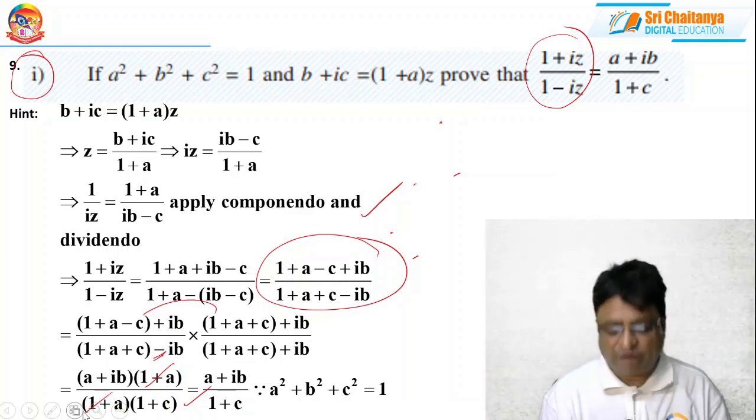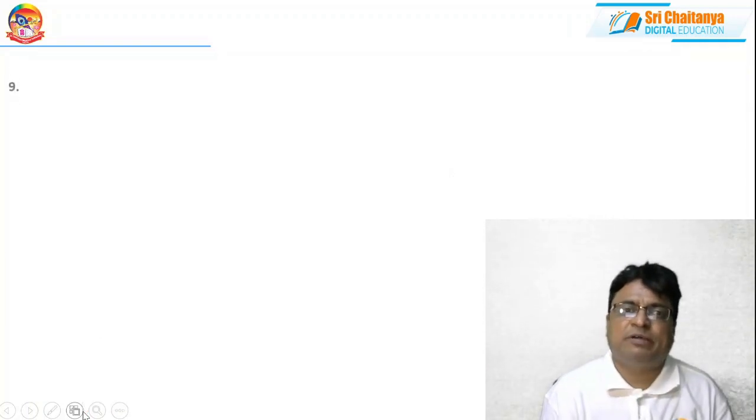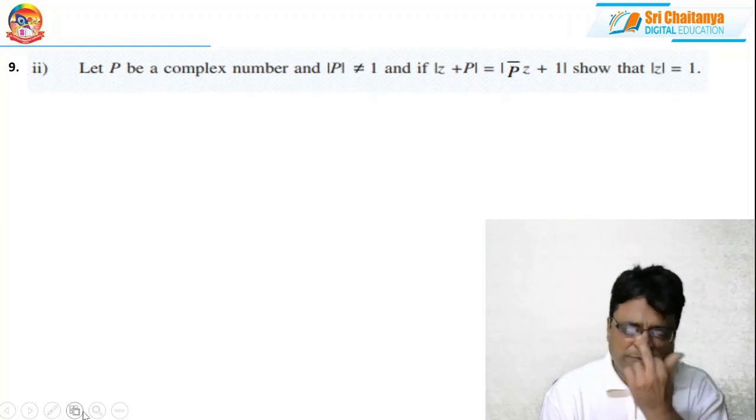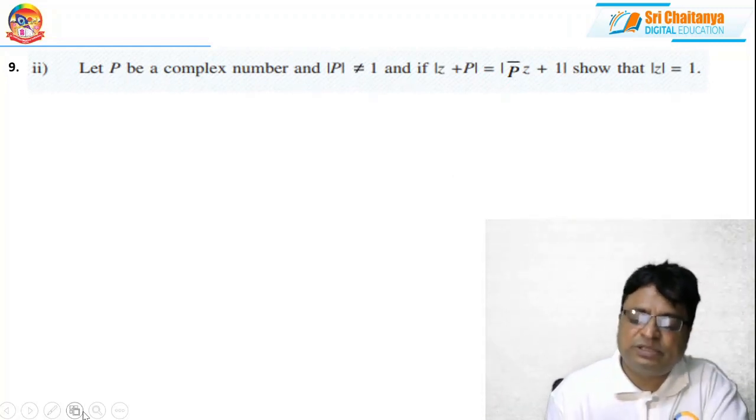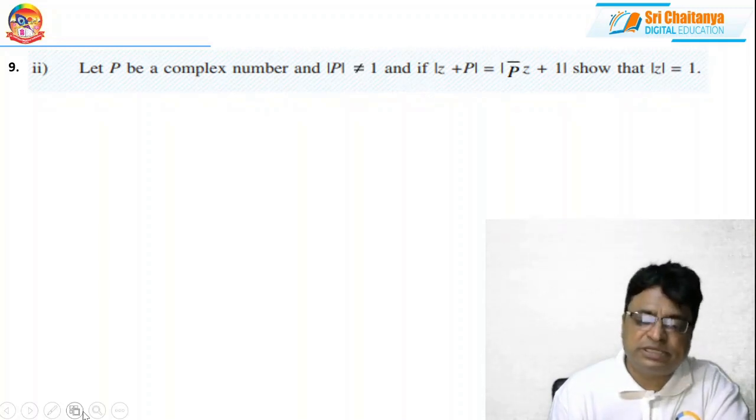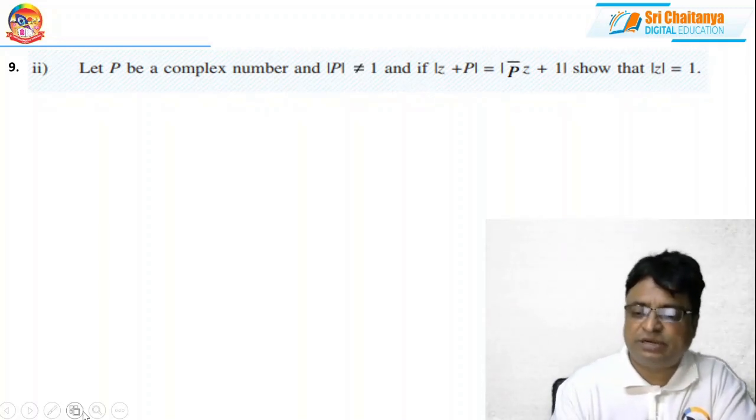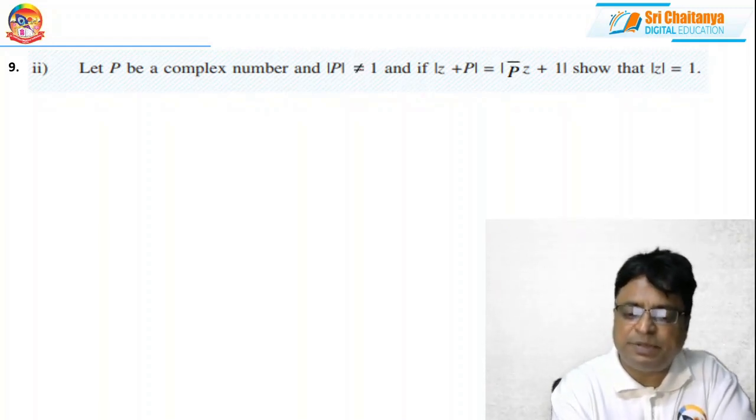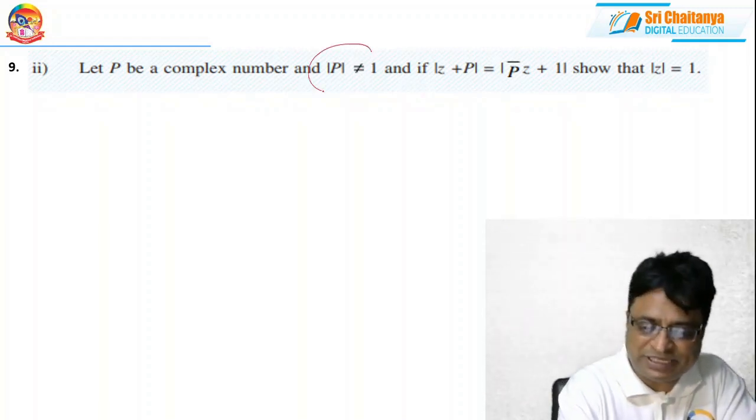Okay, now coming to the second problem of the 9th. Again, it is also a most important question. Several times we solve this problem in different forms across the entire complex numbers chapter. This is also a favorite question of complex numbers. If P is a complex number and mod P not equal to 1. This is important.